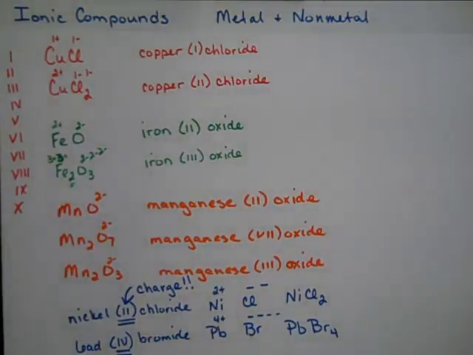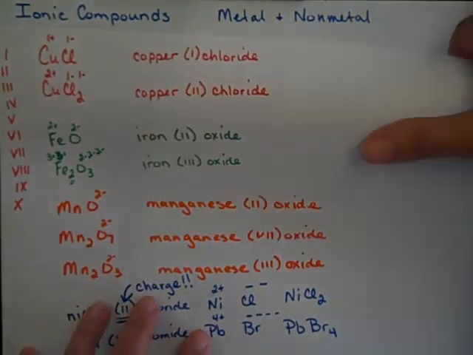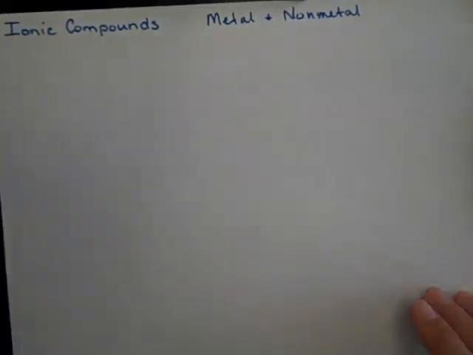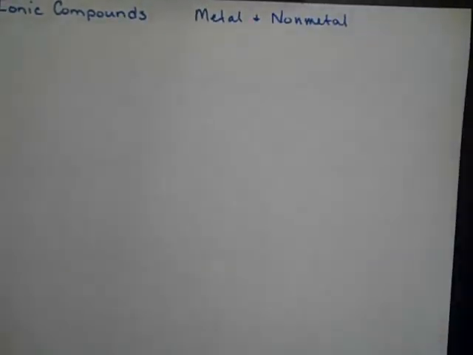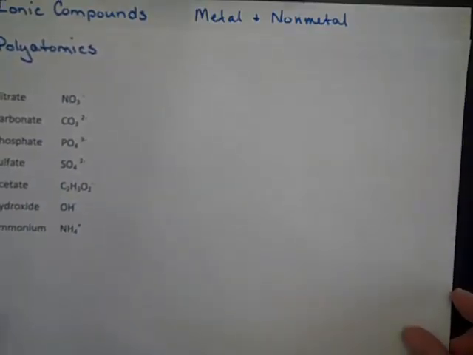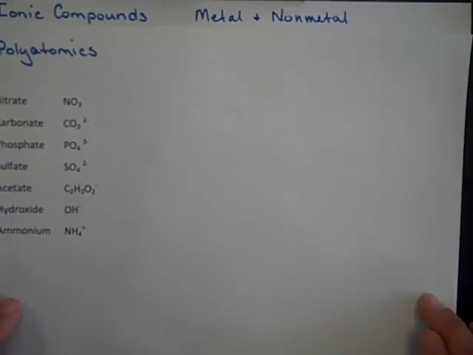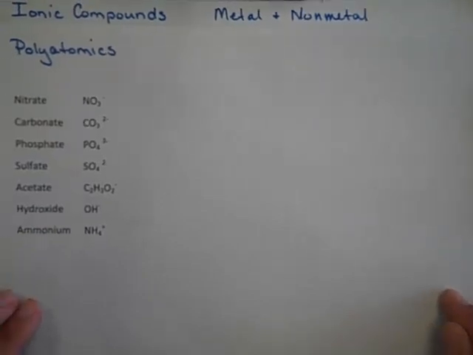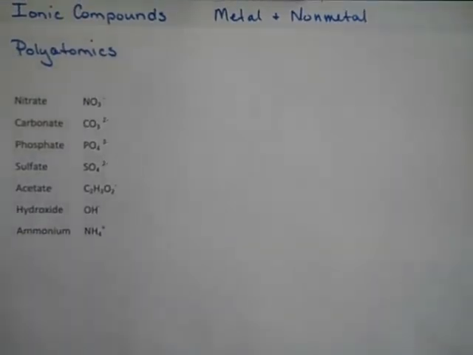So the next thing we need to talk about with ionic compounds is the polyatomics. What we've been talking about up until now are called monatomics, and that is because they just have single atoms bonding with single atoms. But there are some situations in which more than one atom can bond together into kind of just a block of atoms that have a specific charge and act like a single atom.